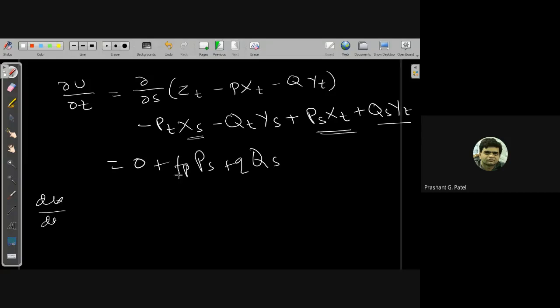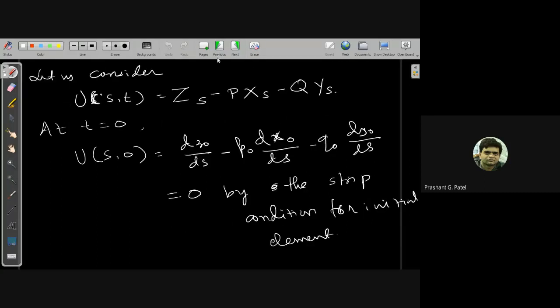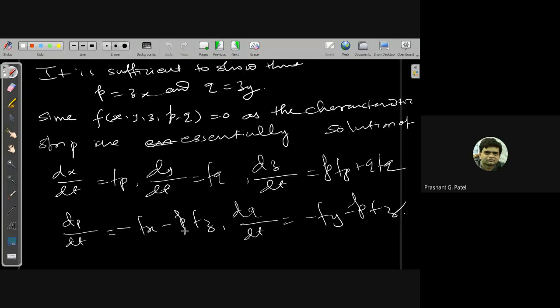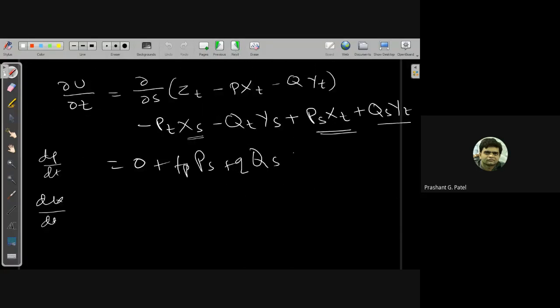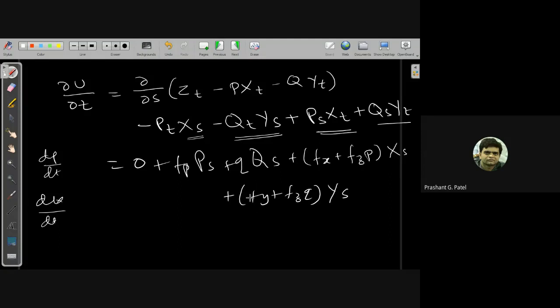Now for pt, that is dp by dt. We know dp by dt is minus Fx minus p Fz, and this has a minus sign, so minus minus becomes plus. We'll have Fx plus Fz p into xs. That is this term. For this one, it is plus Fy plus Fz q into ys. This we have used from the initial step.